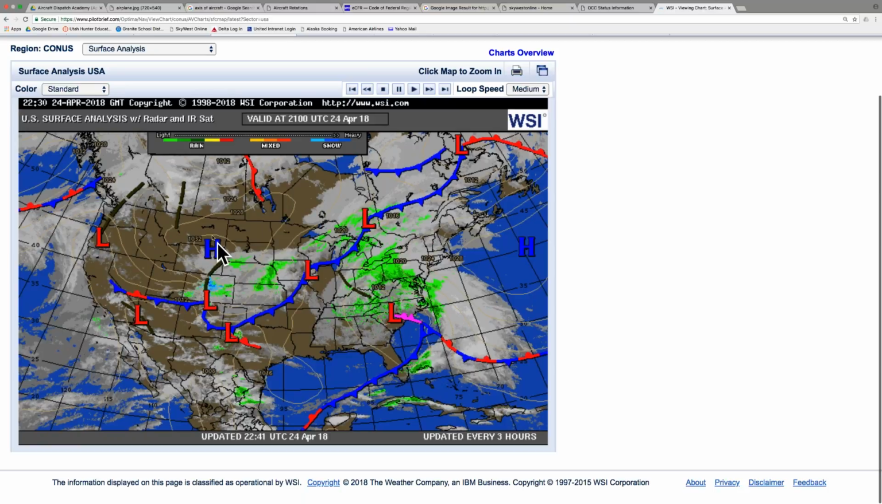Things of that nature. What are the general characteristics of these high pressures or the low pressures or these frontal systems? What does this symbol here mean? Things like that. That's information that we go over, and we use it on a daily basis as dispatchers.